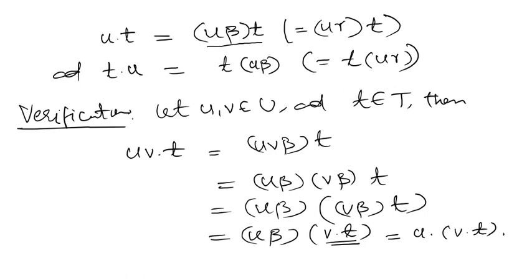Now let's check that 1 dot t is equal to t. 1 dot t is, by definition, equal to 1 beta t, but beta is a monoid morphism, so 1 beta is again the identity. So identity into t is t. It is t.